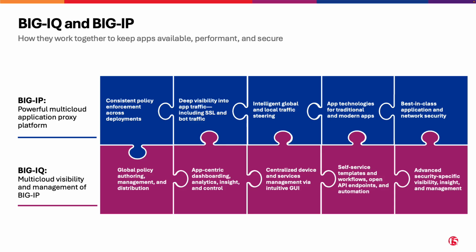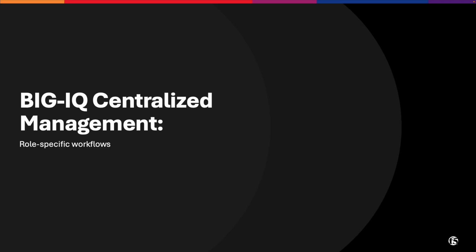network security. BIG-IQ provides multi-cloud visibility and management of BIG-IP with global policy authoring, management and distribution, application-centric dashboards, analytics, insight, and control. Centralized device and services management via intuitive GUI, self-service templates and workflows, OpenAPI endpoints and automation, advanced security-specific visibility, insight, and management. Let's take a look at some of the role-specific workflows.